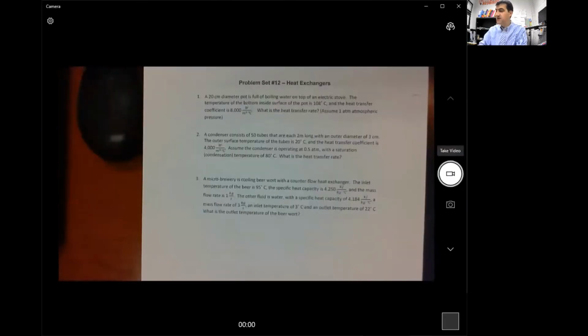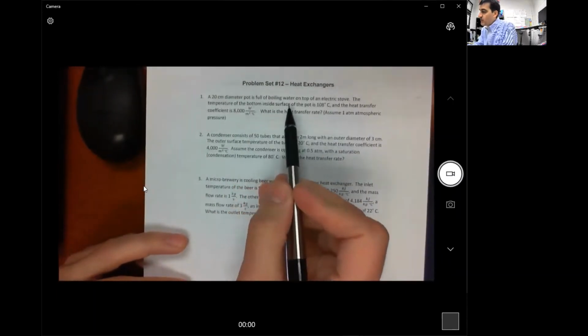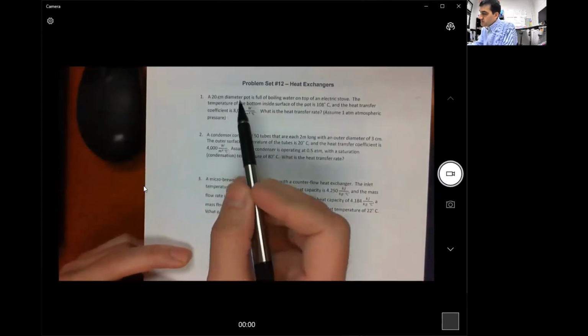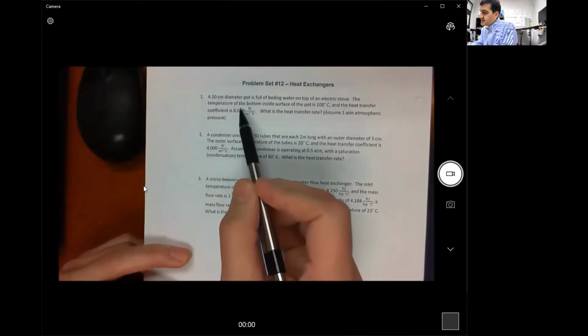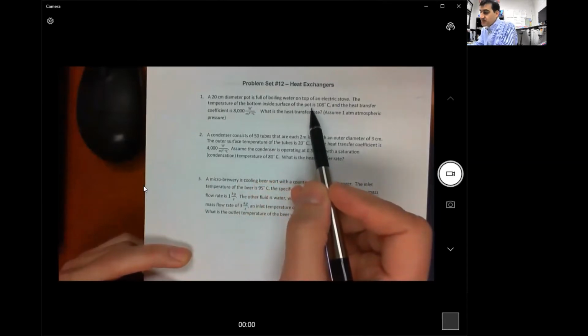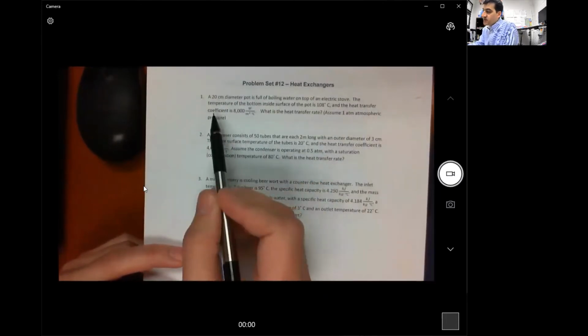Okay, here we go. Here is problem set number 12. This is the last problem set in the first half of the semester. It's the last problem set about thermal energy topics in the semester. So in the first question here, we have a pot of boiling water on an electric stove, and we're given the diameter. And we're told that the inside temperature of the bottom of the pot, the inside surface, is 108 degrees Celsius.